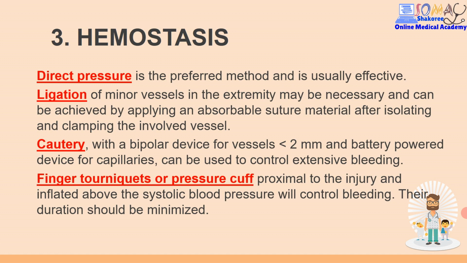Number four, finger tourniquet or pressure cuff proximal to the injury. As I told you, this is not done in the tertiary hospital, but we do it in the operation theater, proximal to the injury, and inflate above the systolic blood pressure to control bleeding, and we have to monitor the time for this. This is done in the operation, not in the emergency. Orthopedic, general surgeon, vascular surgeon, emergency surgeon, all of us do this.